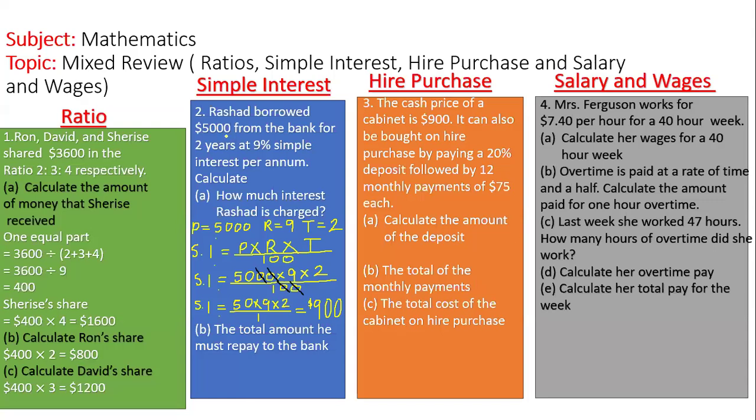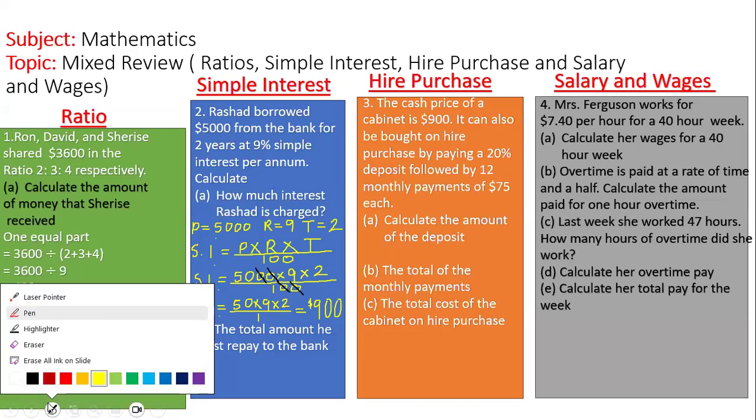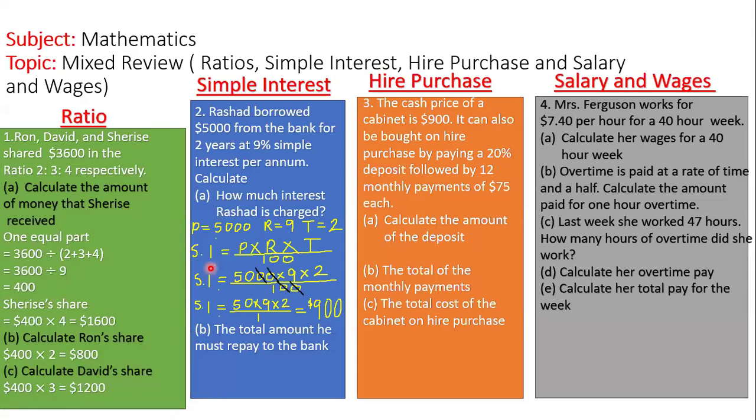I mean the 50 times 9 times 2, how do I get this 900? Okay, so you understand how I got the principal, the rate, and the time? Yes, sir. You understand how I cancel the zeros? So now I'm left with 50 on top, 9 and 2, so 50 times 9 times 2, right?